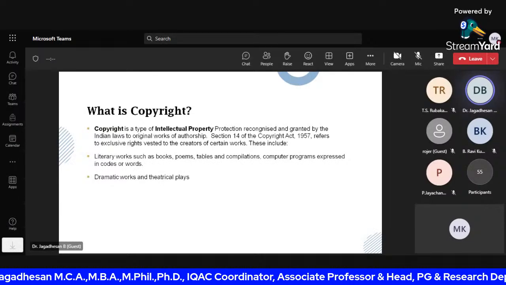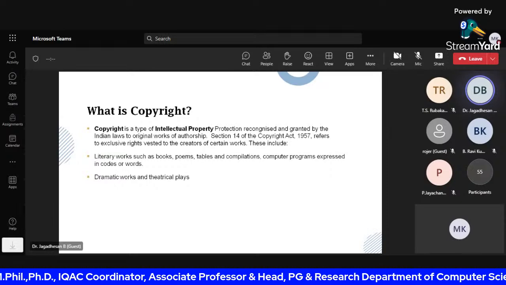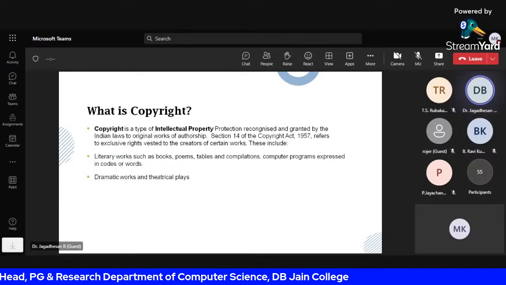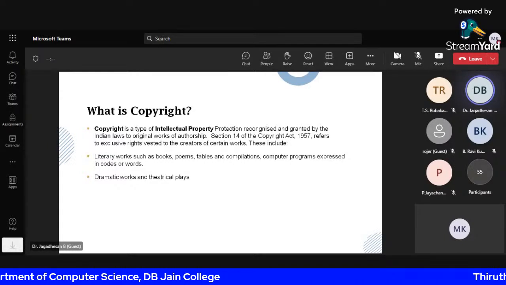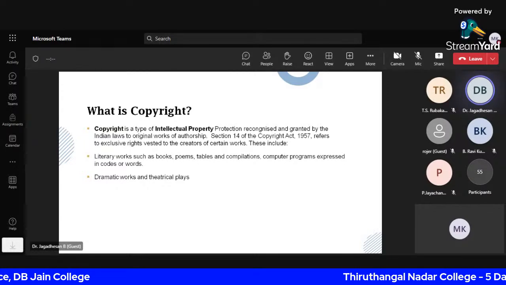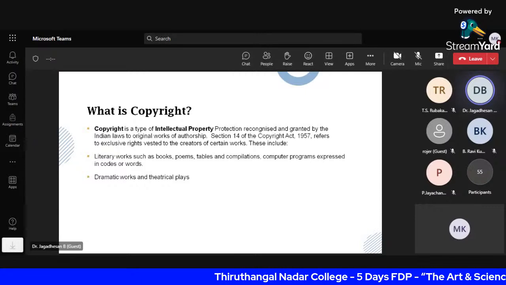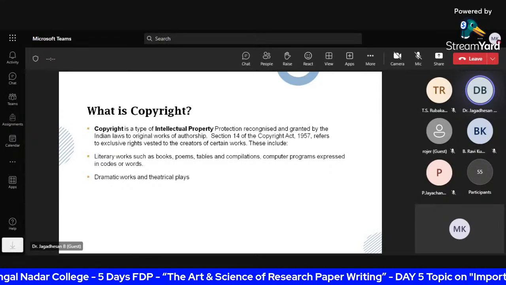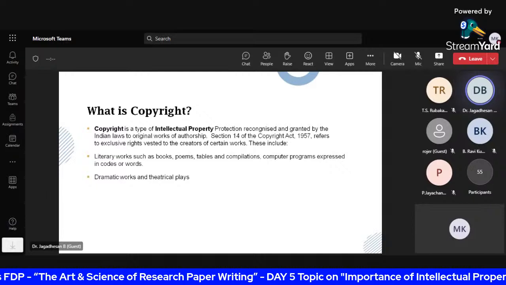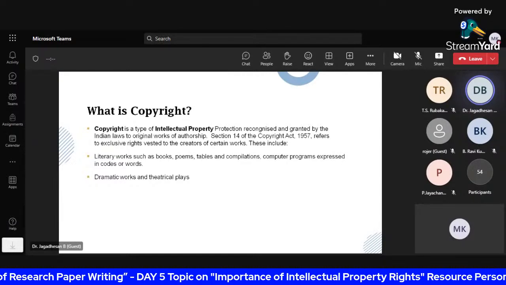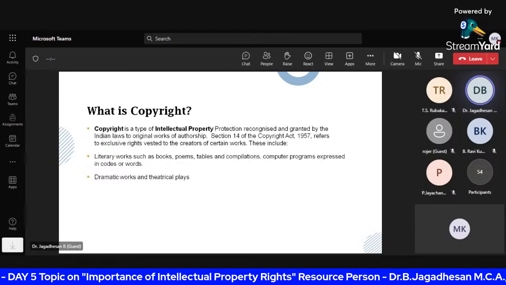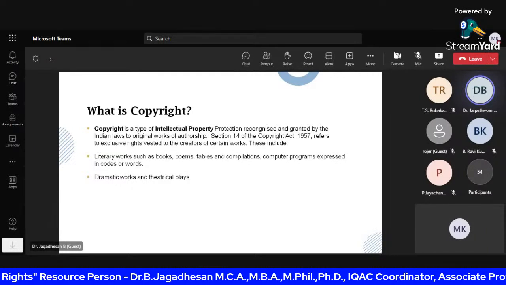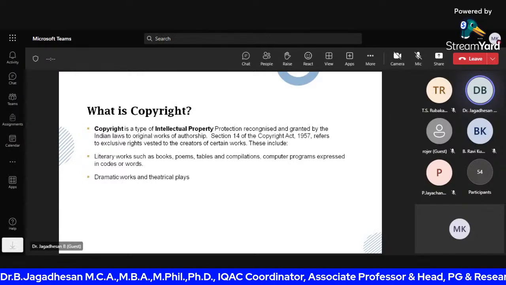Straight away, we will discuss copyright in an in-depth way. Copyright is a type of intellectual property protection recognized and granted by Indian laws to original works of authorship. Section 14 of the Copyright Act 1957 refers to exclusive rights vested in the creators of certain works. The Copyright Act is an Indian law, the Copyright Act 1957. Section 14 explains how to establish copyright, how to ensure copyright for one's own item, and how to proceed with legal formalities against an intruder or a third party using it without permission.